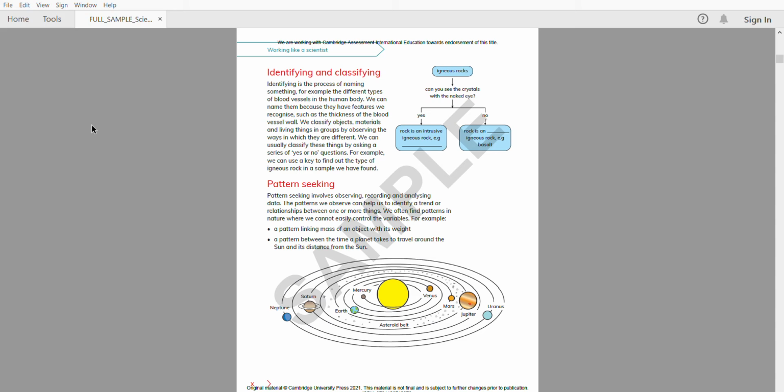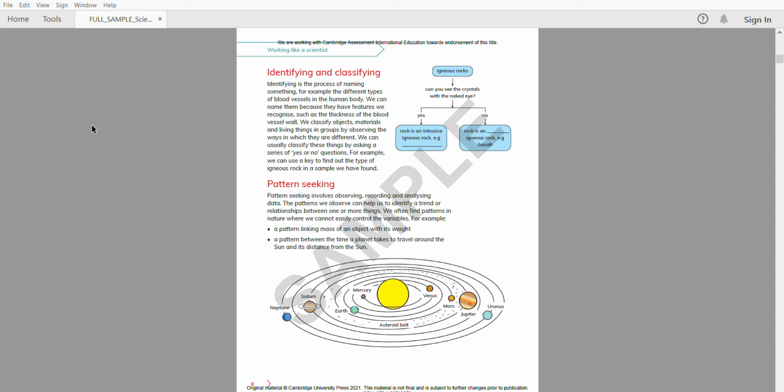We need to identify and classify materials. We need to know how to group materials. These are also scientific skills. When we identify and classify materials, we always need to look at the criteria and also factors, how we consider them as groups, or characteristics when grouping.